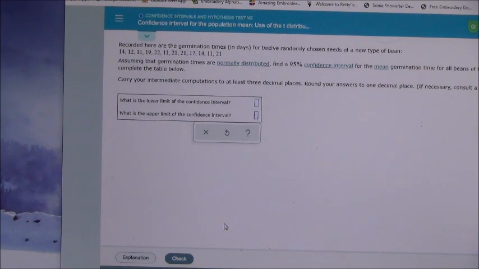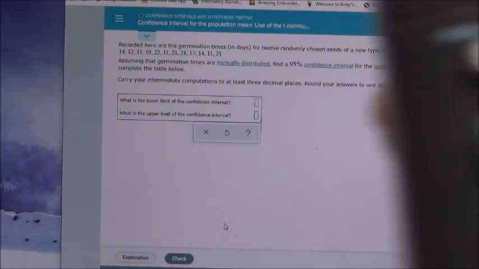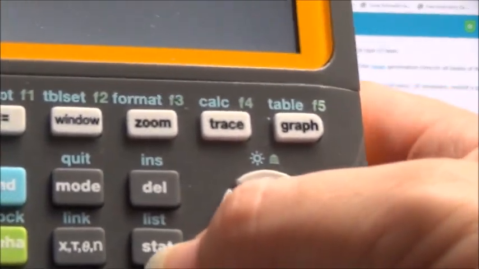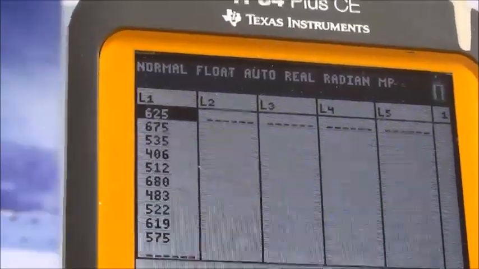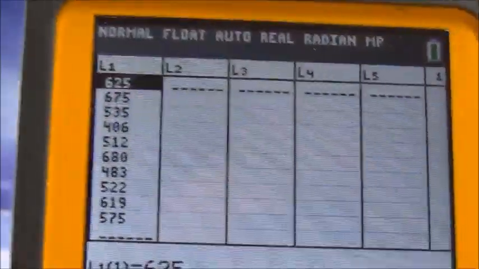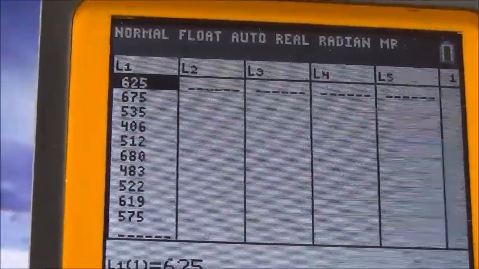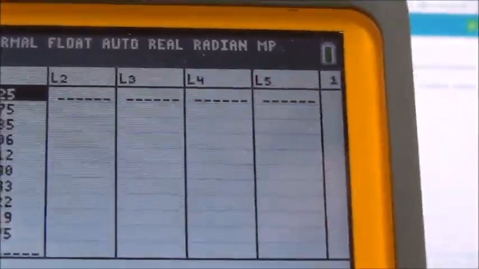So in this case, to do the T confidence interval, again, we're going to hit the stat button and we're going to go over to tests, and we're going to do the T interval this time. So again, I'm going to go to my list. If I hit my stat button, number 1 for edit, I've already entered in my numbers just to save some time. You might want to just pause the video for a little bit, get all your values typed in.